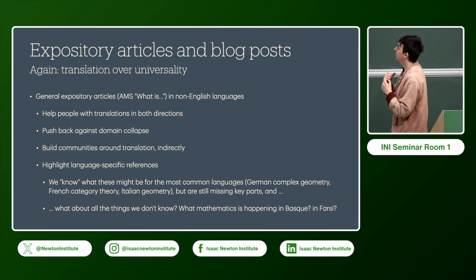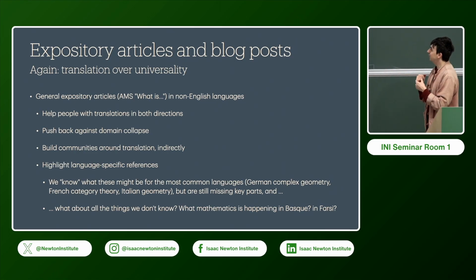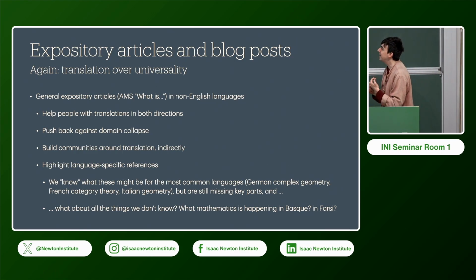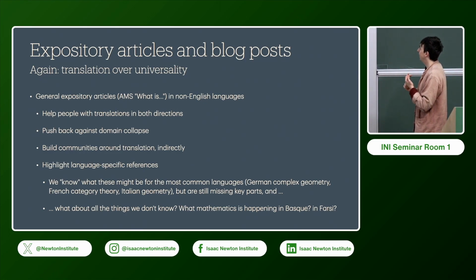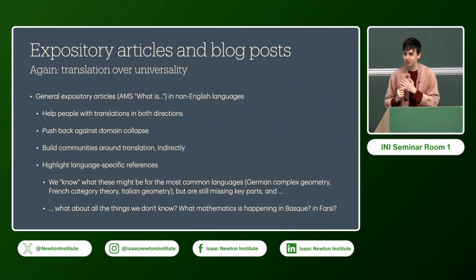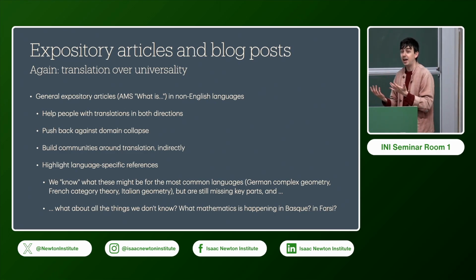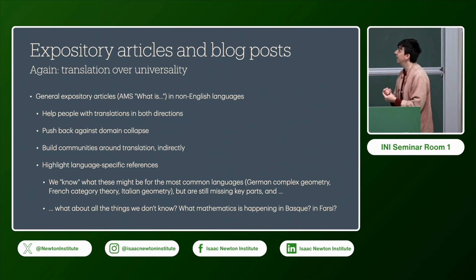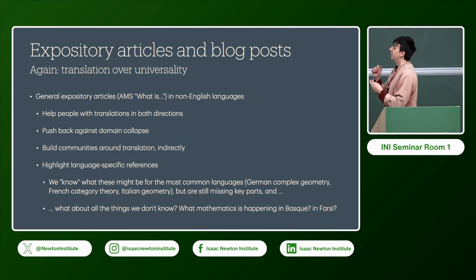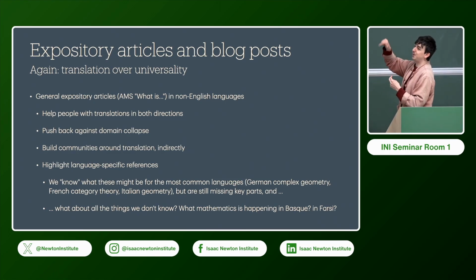I think something else this would do is that language-specific references have been kind of a bane for me as a researcher and mathematician. Like I said, I do a lot of work in complex geometry, and a lot of the work on the type of complex geometry I do was written in the 60s and 70s in German. I know there's loads of great work there. I only know that it's there because I happened to be lucky enough to speak to someone who pointed me in the right direction. But because it's in German, it doesn't get cited in the English literature very often.